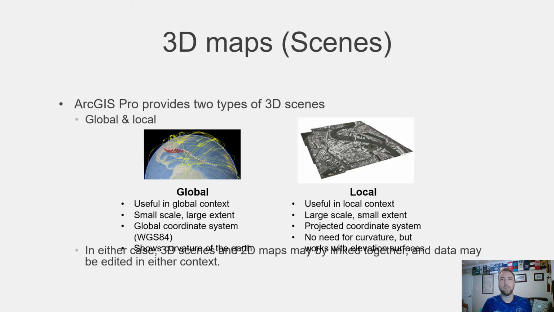3D maps, another key addition to Pro that was not available in ArcMap. So maps, also known as scenes, allow for either a local or a global scene. Global scenes are kind of looking at the data from a Google Earth perspective, whereas local scenes look more like a map, but they can be tilted and viewed in a 3D environment.